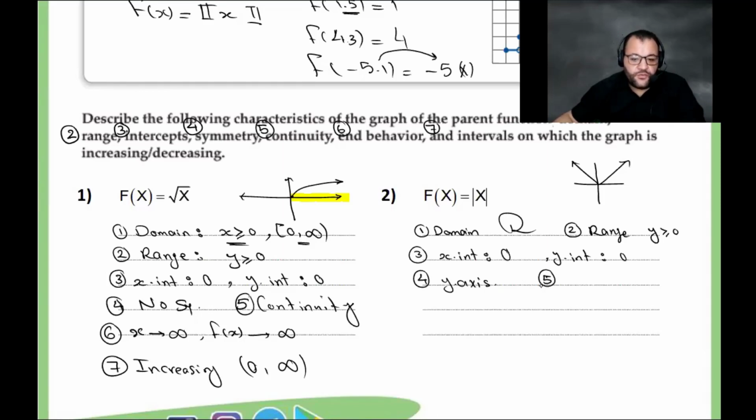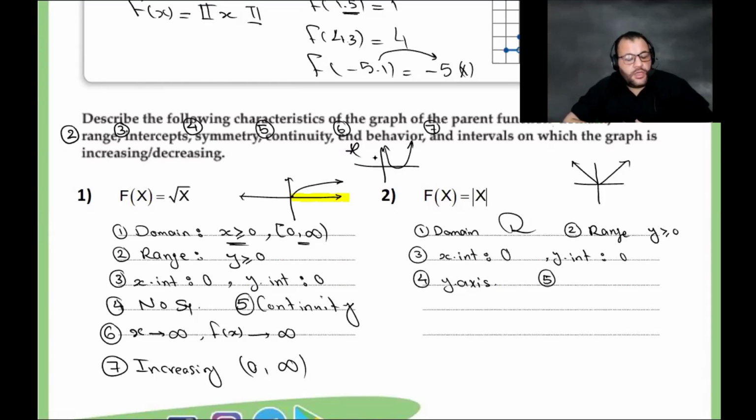So number 5. Before we continue, we shift to number 5. Will this function be even, or odd, or neither even nor odd? Even. Why even? Because both of the ends are going in the same direction. No, they're not. Yes, sir. It's an even function. Is this function even or odd? Even. This one?